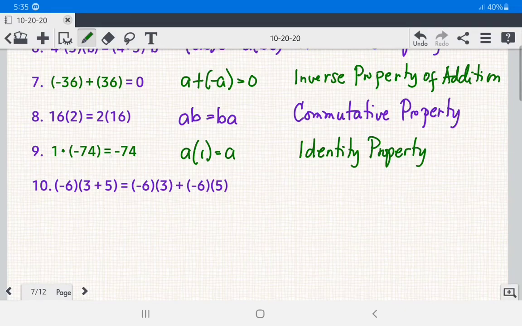Next, number 10, we have negative 6 times the quantity 3 plus 5. This is equal to negative 6 times 3, plus negative 6 times 5. So it illustrates distributive property, that if we have A times the quantity B plus C, this is equal to AB plus AC. We will just distribute. Okay, so this is distributive property.